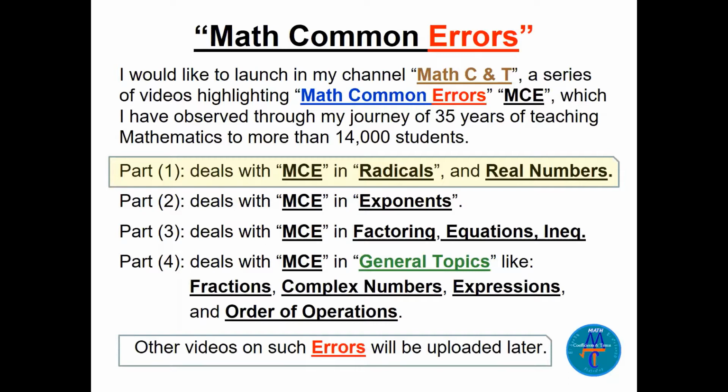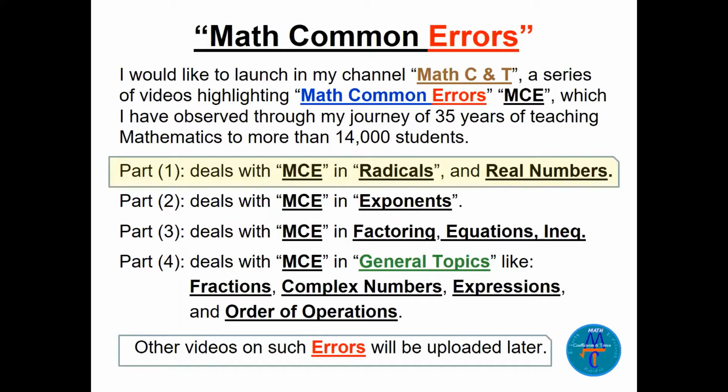Part 2 will deal with MCE in exponents. Part 3 will deal with the errors in factoring, equations and inequalities. And then part 4 will deal with MCE in general topics like fractions, complex numbers, expressions, and order of operations. And there are other videos that might come later with some errors. So this is part 1.